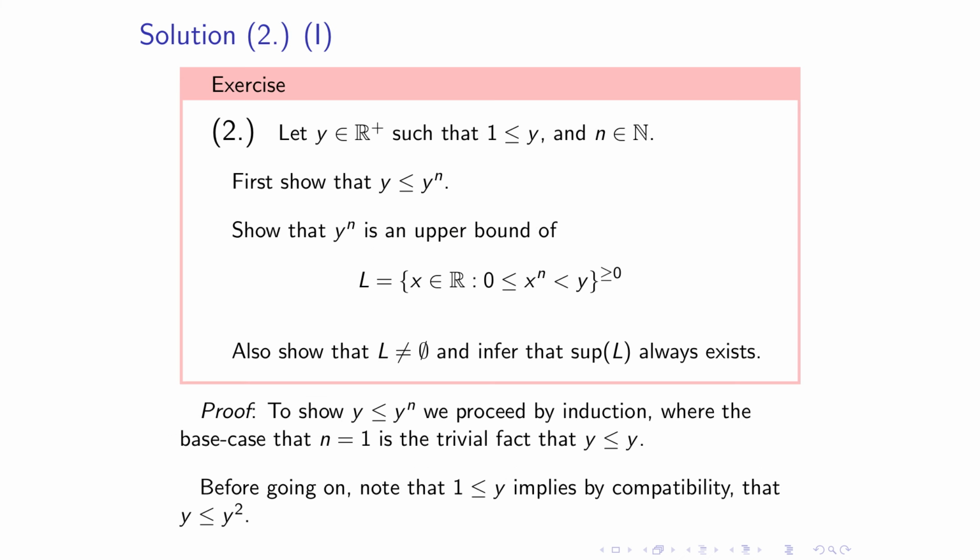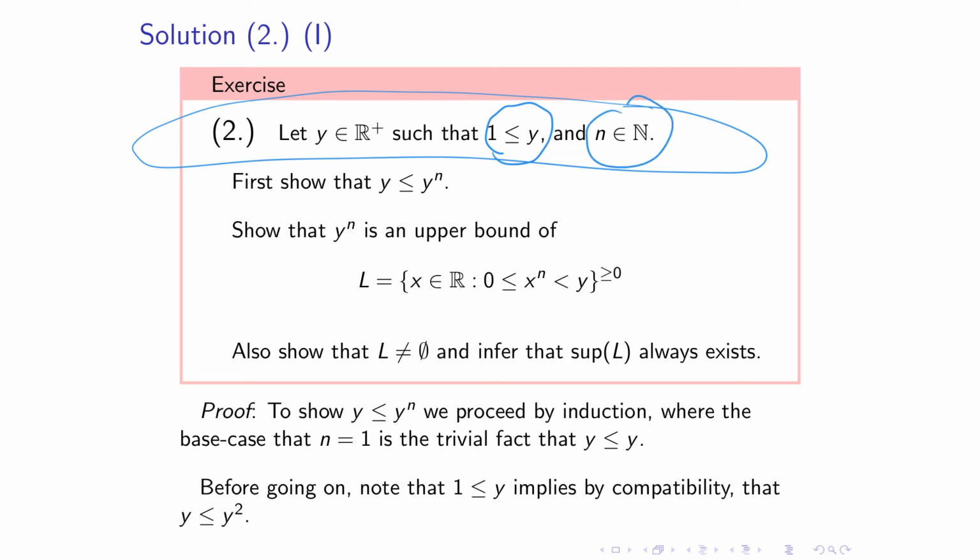So we now move on to exercise number 2. Let's recall what it says. We're going to take a positive real number y that is, moreover, at least 1, and a natural number n. And we will show that it satisfies this inequality, y less than or equal to y to the n. That's where we're going to begin.